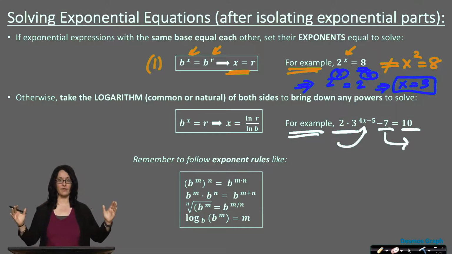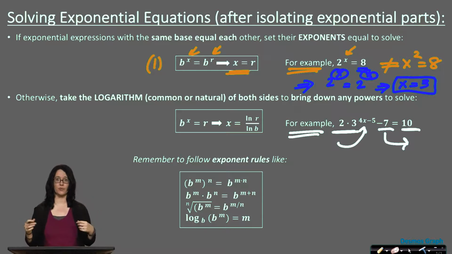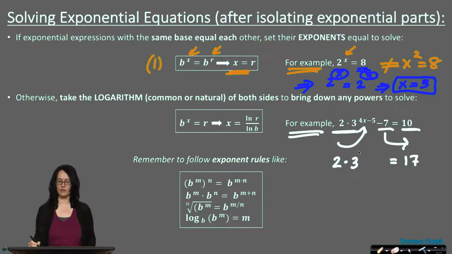If you have a lot of pieces in an expression and you're trying to isolate the exponential piece, take care of the addition or subtraction first. Then undo any multiplication or division. So that's what I would recommend here. Add 7 to the right side and the left side. You'll get 17 on the right. And now you just have the multiplication of 2 times 3 to the 4x minus 5.